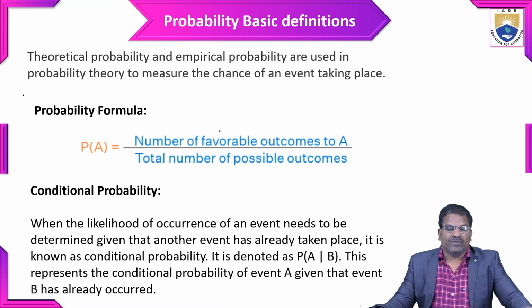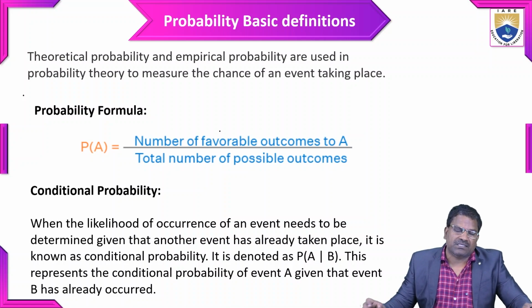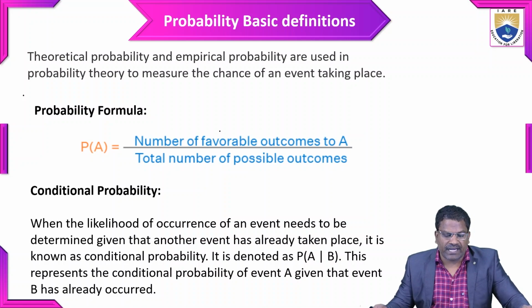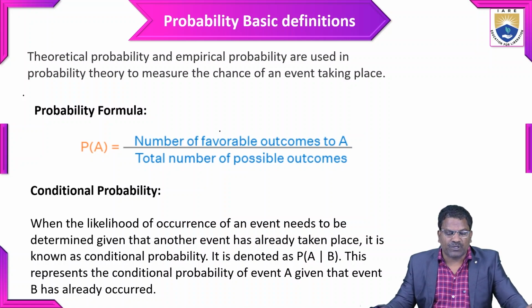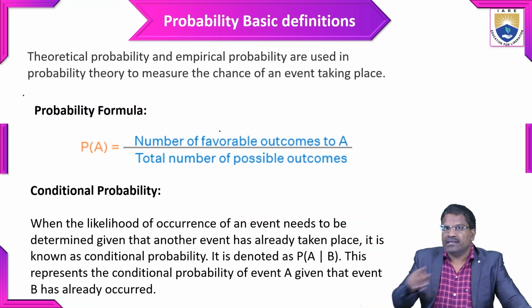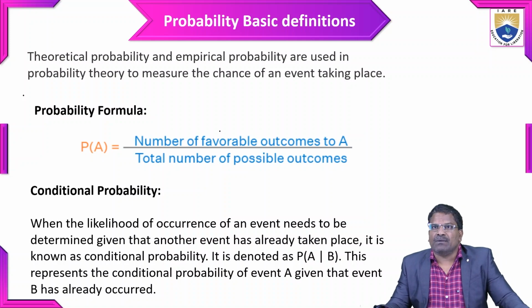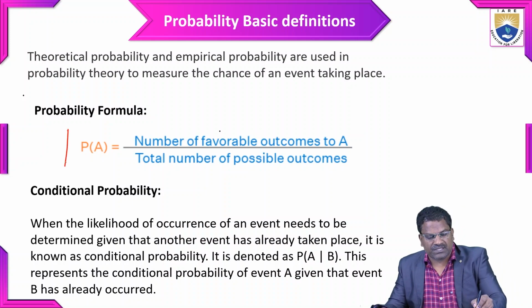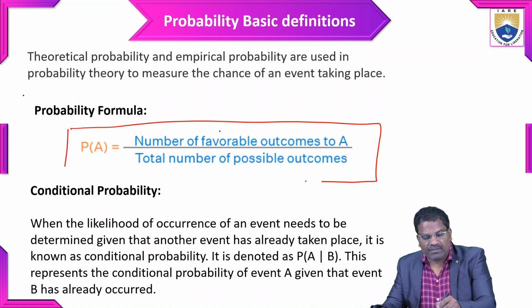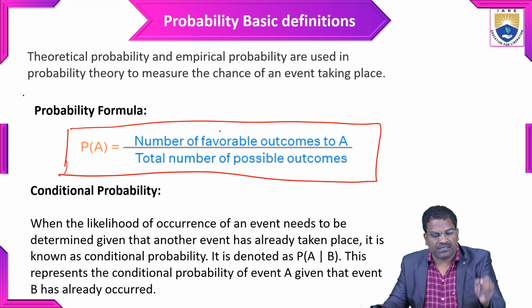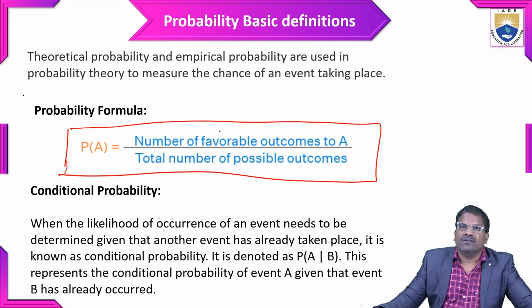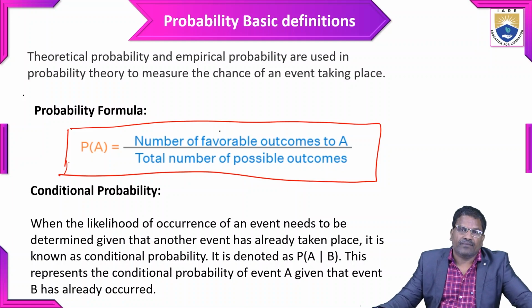So, using this knowledge, we can mathematically give one formula to find the probability of any event, say A. Suppose the probability of some event A is equal to the number of favorable outcomes to A divided by the total number of possible outcomes. This is a mathematical definition for the probability of an event A.